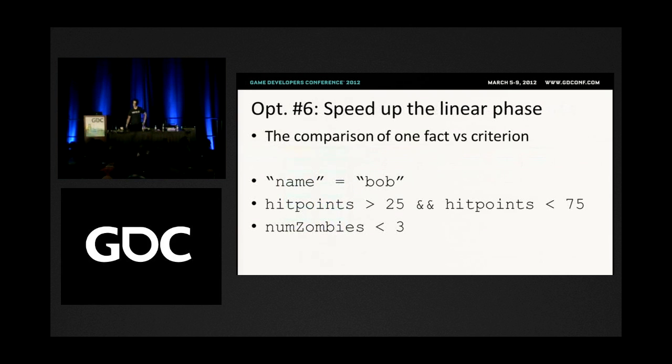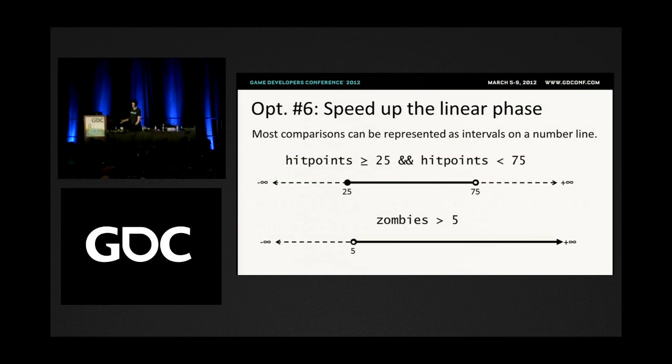The next optimization, you can speed up the individual comparison of each criterion. Right? Like, is name Bob? Are hit points. I have found that almost every single criterion in a game can be represented as an interval on a number line. Each one can be like a greater than, less than comparison. For example, hit points is obvious. Are zombies greater than 5? Well, it's still an interval. It's just an interval between a number and infinity on the other side.